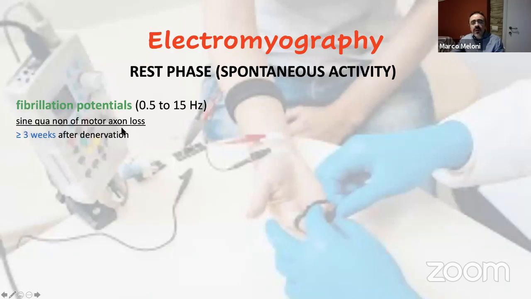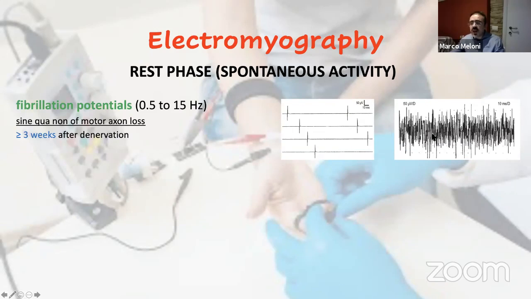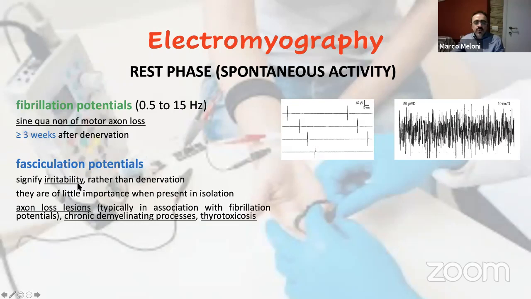Fibrillation potentials are a very important finding when we talk about nerve injury, because when we have motor axon loss, there are definitely fibrillation potentials, and this happens 3 weeks after the denervation, and this is how they appear. The first are spikes. It is the first phase, but when the denervation persists, there is an increase of fibrillation potentials, and this is a well-defined feature of motor axon loss. We can also have fasciculation potentials, but they usually mean irritability related to denervation, and they are of very little importance when presented in isolation.